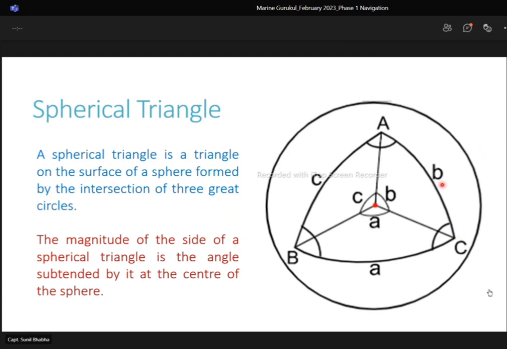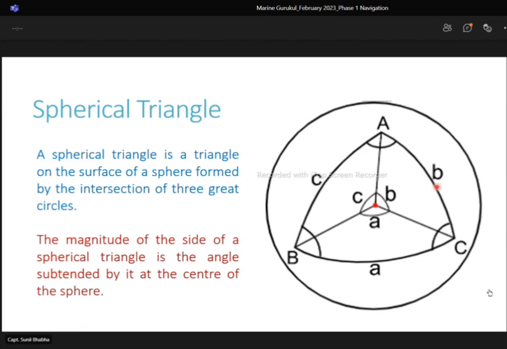The side is either represented by the vertices which connect to form that side, like for this particular side, we can call it AC, or you can also call it the small letter of the angle opposite to it. Now the angle opposite to this side is angle B. So you can also represent this side with small letter b.